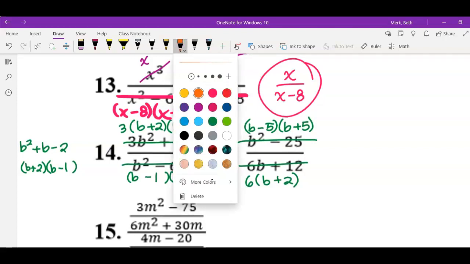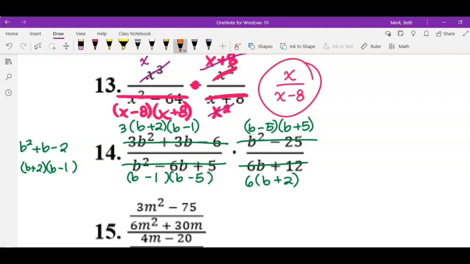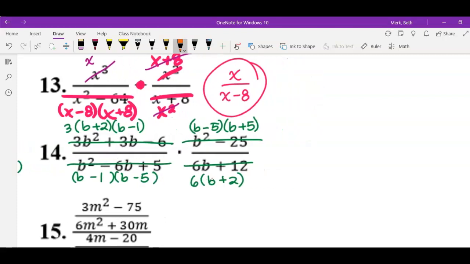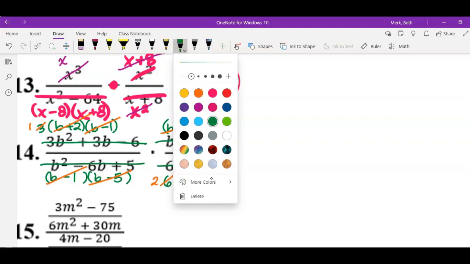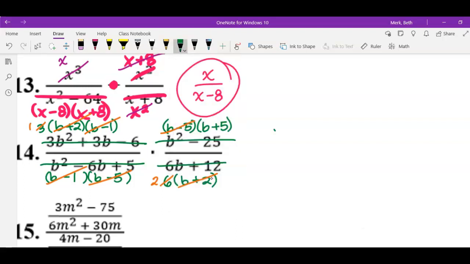And next I'm going to eliminate factors from the top to the bottom that are identical. So here we have a factor of b minus 5, factor of b plus 2, factor of b minus 1. I can also cancel the 3 with the 6, leaving behind a 2. So my final answer, looking at the top, there's just b plus 5. And in the denominator, I have a 2. Everything else is canceled out.